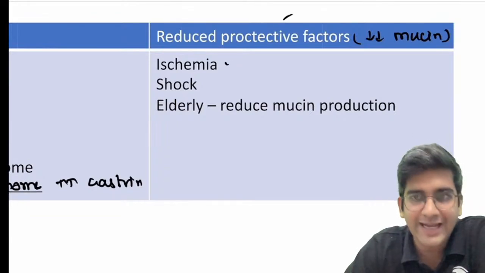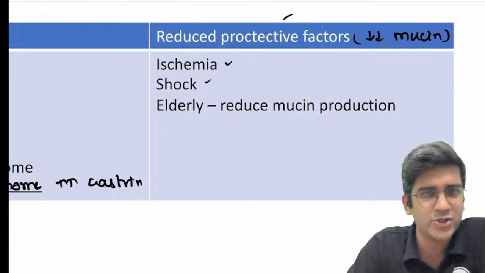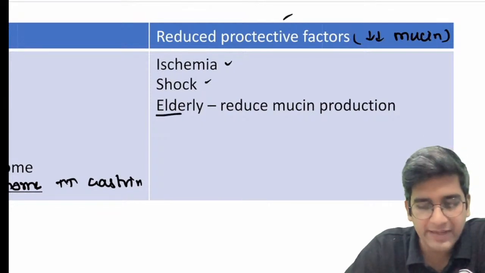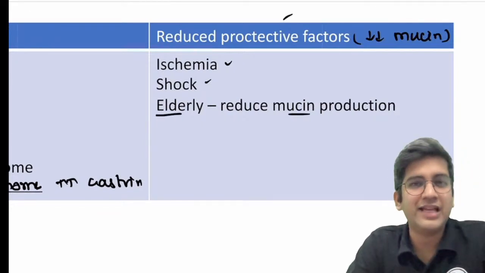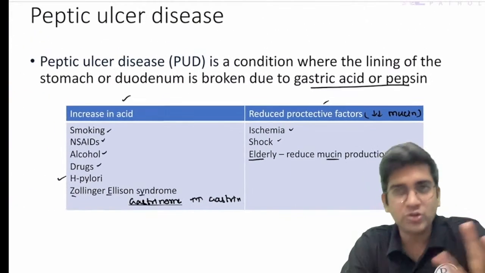Reduced production: anything with ischemia causes it. Yes, shock is also related to ischemia, and in the elderly, aging by default can reduce the mucin production. There's an increased risk of peptic ulcer in them, right? So again, we know the etiology.